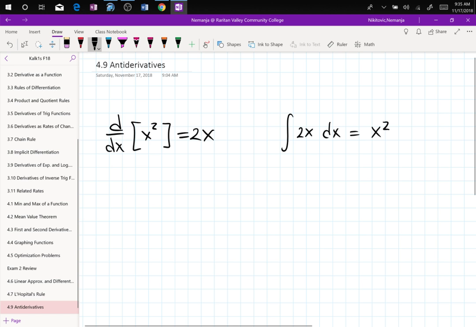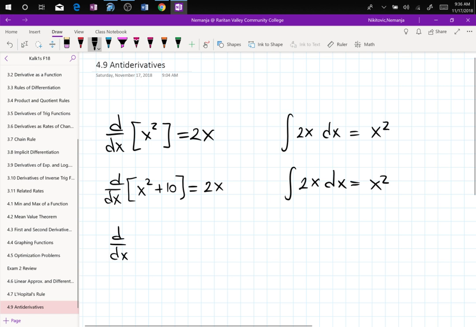What I have to do is I have to add stuff here eventually. Why? Because what is the derivative of x squared plus 10? 2x. So what was the integral of 2x dx before? It was x squared, right? Yeah, but you can't determine the constant, right? Exactly. You already see the issue. The derivative destroys this constant.